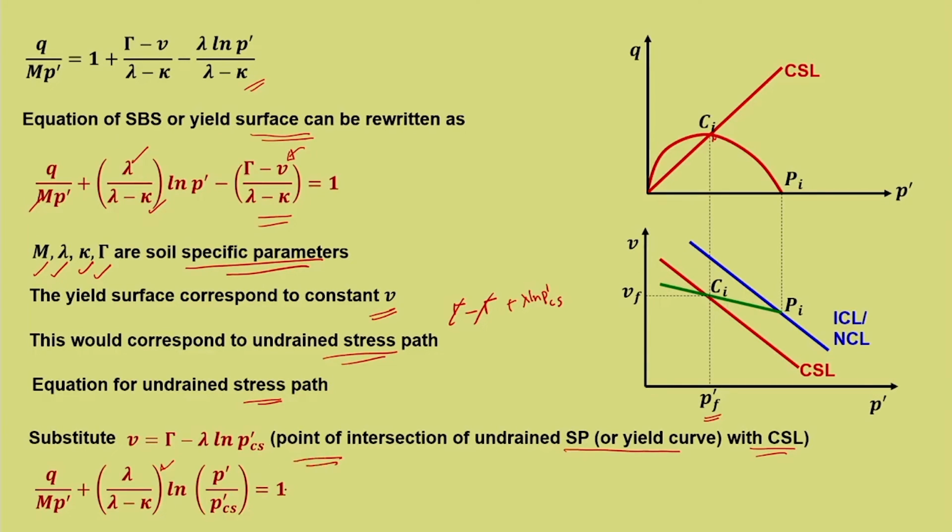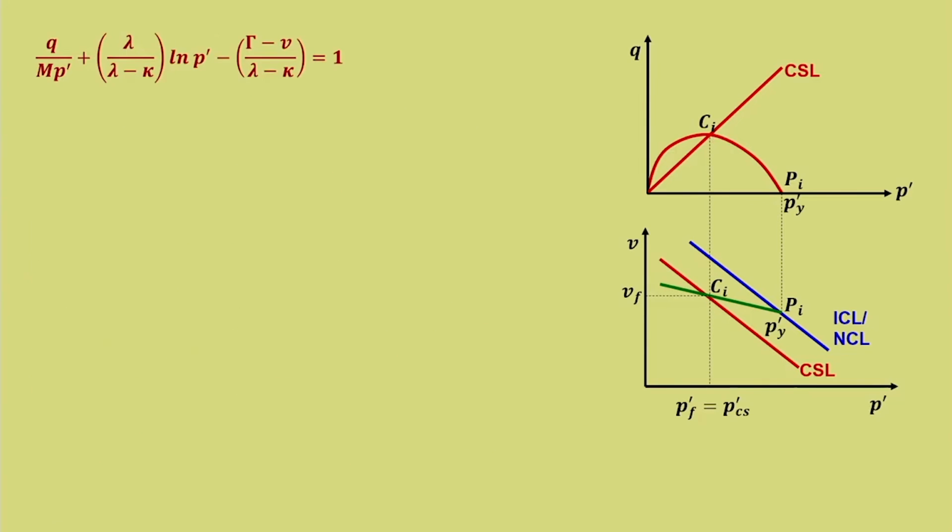Which is equal to 1, and it can also be written in this particular form because we know that it is corresponding to a specific volume. So this is p dash y, that is the yield stress. Now considering this to be the yield stress, we will see this is the same equation. We will start from the same equation because we need to find out the relationship between p dash y and p dash ci. So for point pi, so this particular point pi, q is equal to 0. At this particular point, q is equal to 0.